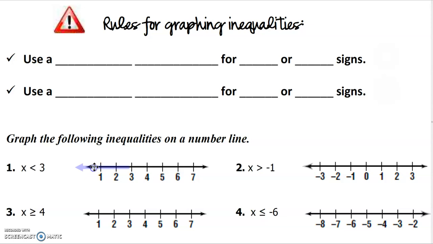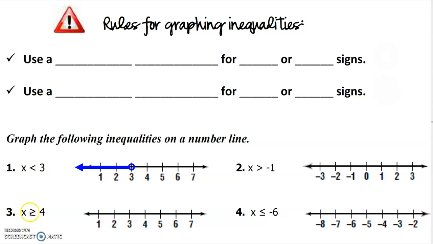So the way we do that is we shade on the number line all the numbers that are less than 3. Now, we need to indicate whether or not 3 is included in the solution. Because it only says less than and not less than or equal to, we are not including 3 in the solution. The way we indicate that is with an open circle. The open circle indicates that 3 is not included in our solution.